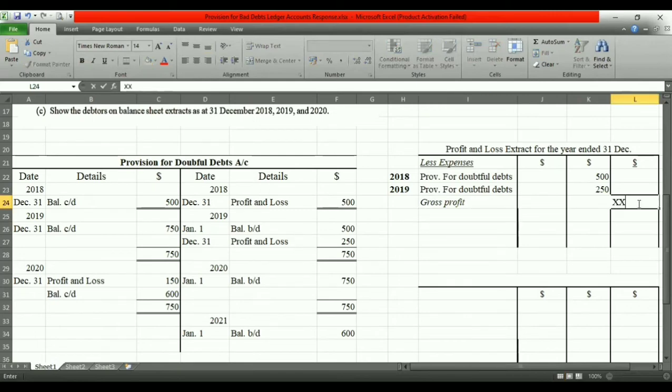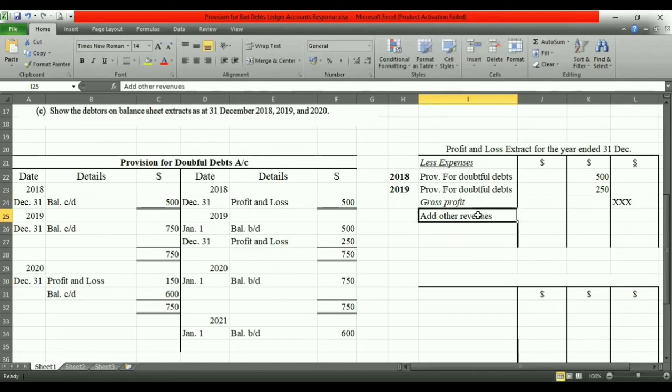We don't know that figure, right? We're just showing how we treat it. And we're going to add other revenues. In this case, one of the revenues is the provision for doubtful debts. So remember, we're showing 2020, and that is provision for doubtful debts. And the value for provision for doubtful debts for 2020 is 150. Look beside your profit and loss in your provisions account, you're seeing 150.